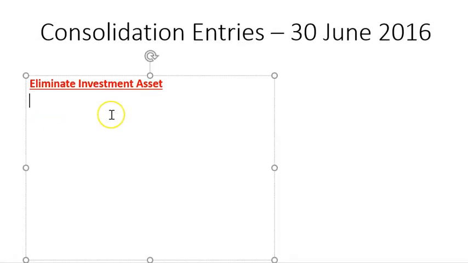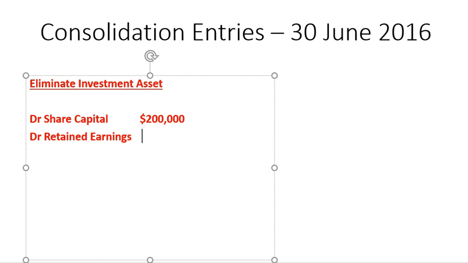Okay, so first off, we need to eliminate the investment asset for our first consolidation entries. So the way we're going to do this, we're going to debit share capital as we would, because we need to eliminate all the equity, which we know was $200,000. We're going to debit retained earnings. Now, I explained in the previous video why we actually need to eliminate this equity. So it's a good video to watch if you don't understand why we're eliminating this.